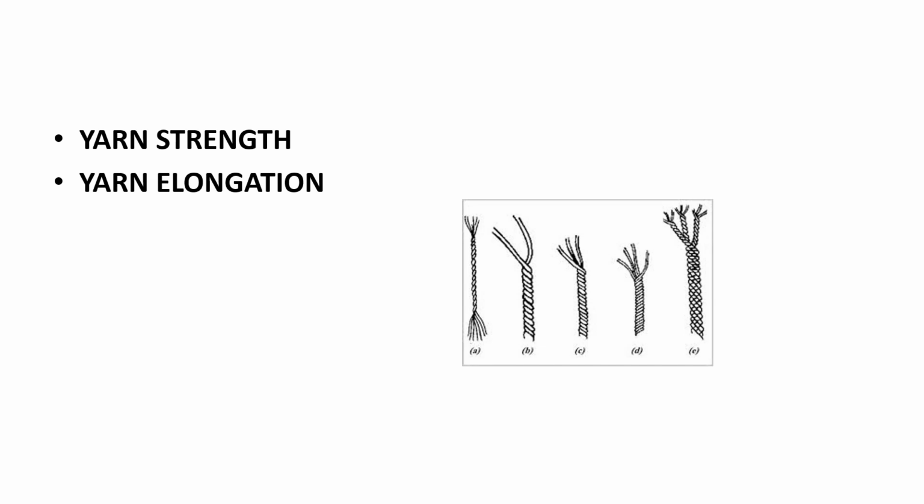Both of these parameters are very important when we are doing the inspection of the raw material or inspection of the sewing thread. Yarn strength and yarn elongation are very important in understanding the quality of the sewing thread used in the garment. So students, this is an interesting part, to classify the sewing thread in this fashion.